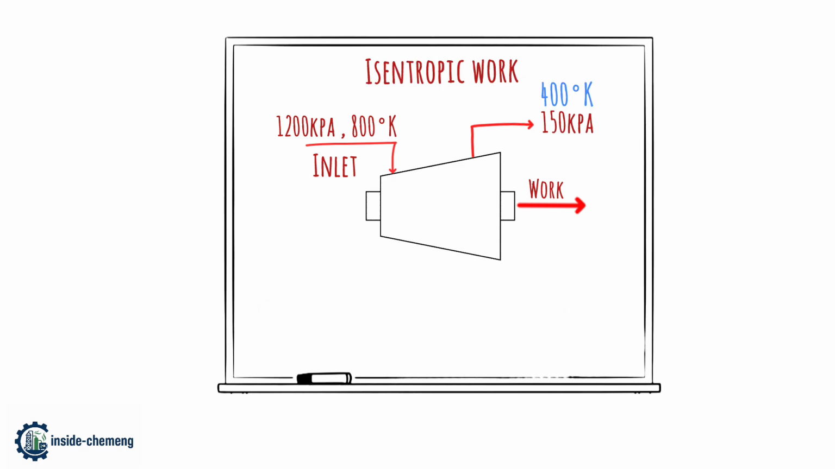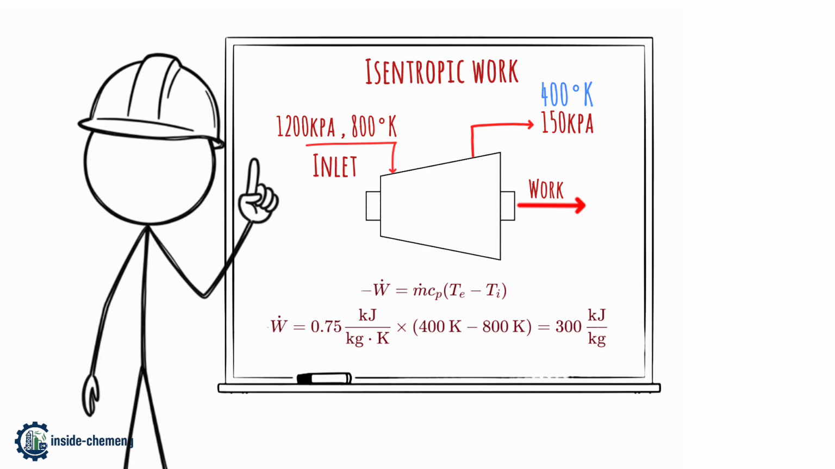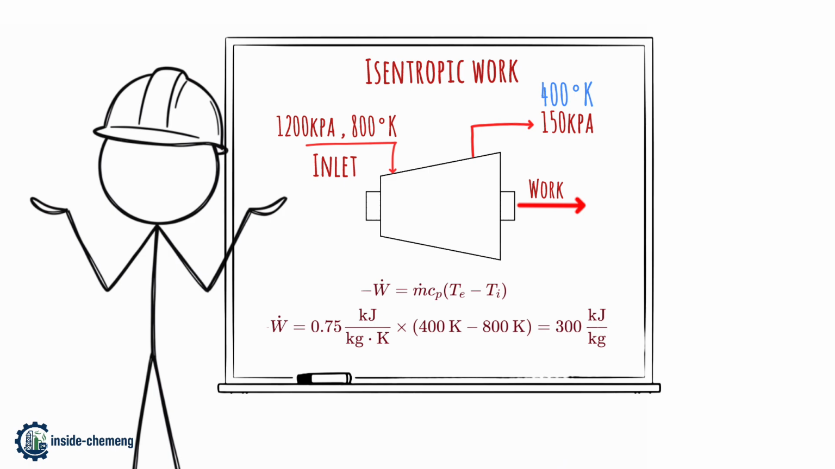Now that we've calculated the turbine's outlet temperature, we can find the isentropic work, which comes out to 300 kilojoules per kilogram. This means that for every 1 kilogram of fluid, the turbine generates 300 kilojoules of work. But remember, this is a theoretical value, and the actual work is going to be less than this. So how do we calculate the actual work? Well, this part is up to us, depending on what we set as the turbine's efficiency.